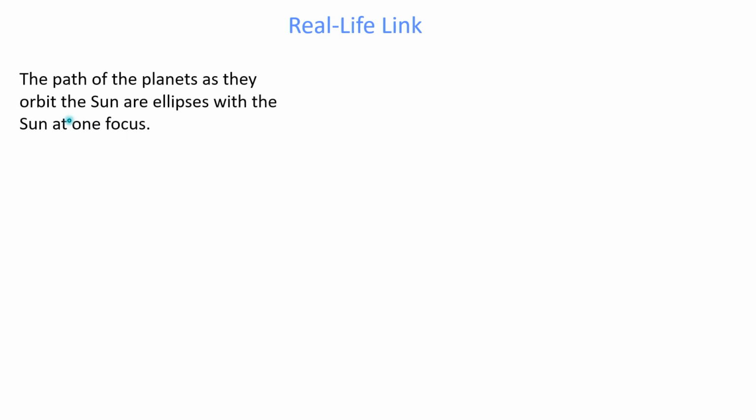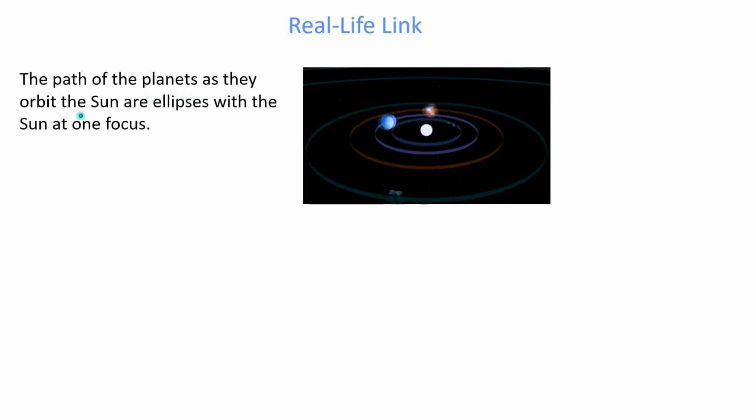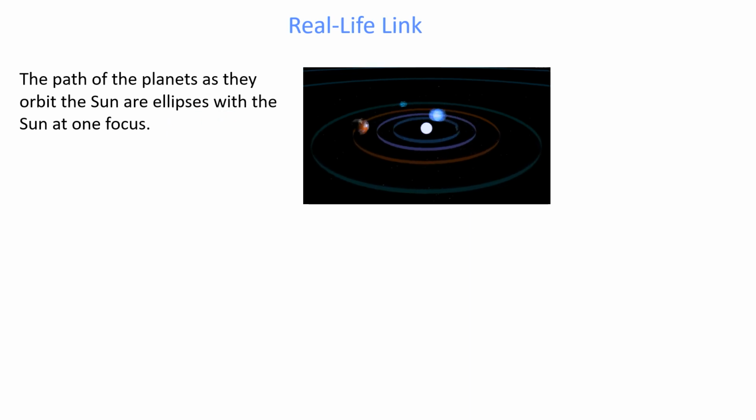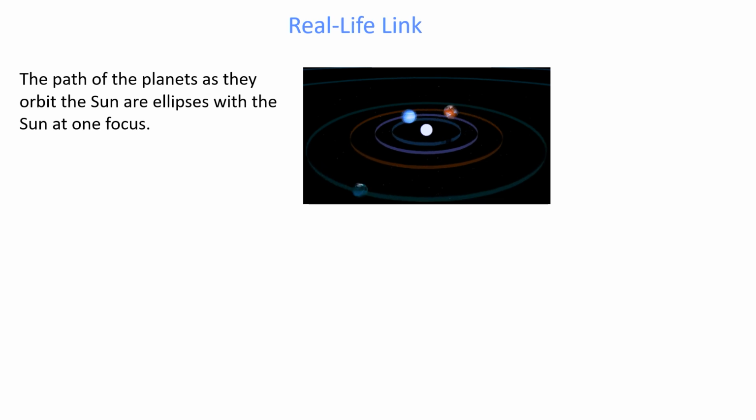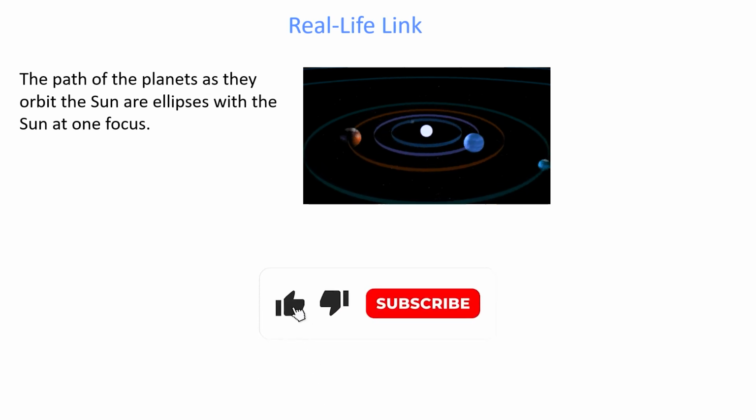We'll begin by linking ellipses to real life. So we know that the path of the planets as they orbit the Sun are ellipses with the Sun at one focus. Now, if an object in space follows an elliptical path, we can predict the position of an object in space at a particular time.